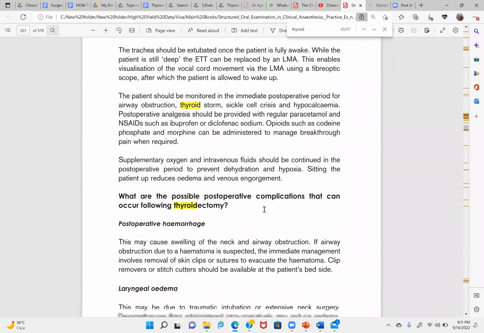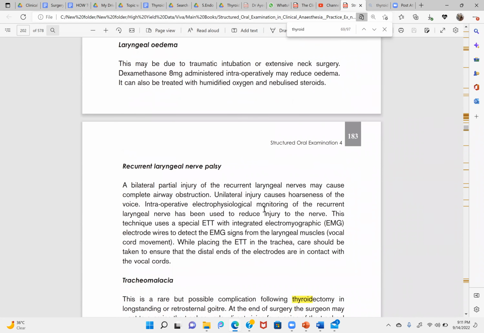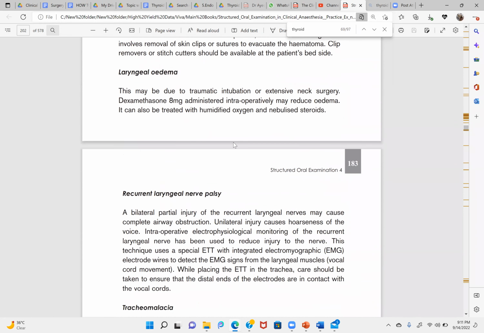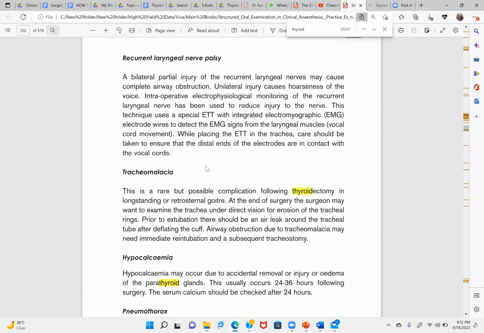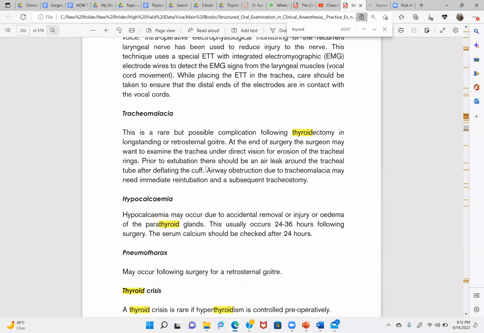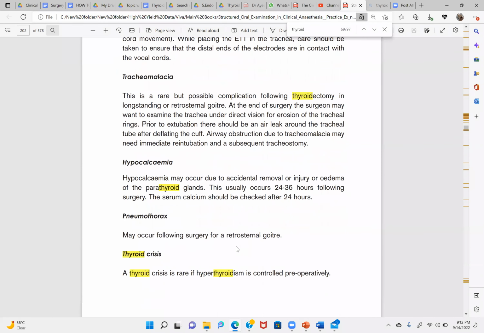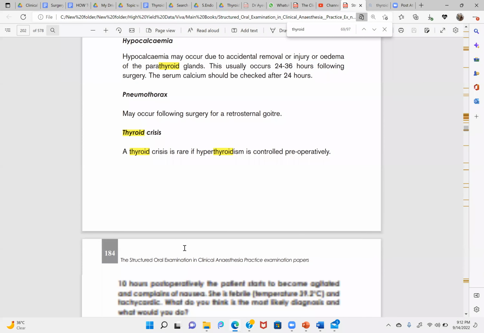Okay, so I think we have covered the major aspects of the topic. This laryngeal edema, as Dr. Humera mentioned, tracheomalacia, hypocalcemia usually occur after 24 to 36 hours. Pneumothorax, especially, yes, this one I missed. Pneumothorax, especially if it is retrosternal.